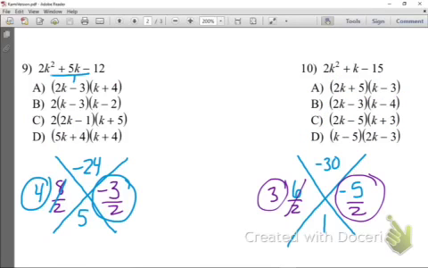All right, guys, looking at your number 5 and number 6. On these ones, for number 9, when you get your magic numbers, they can reduce, so you should have 4 and negative 3 over 2.